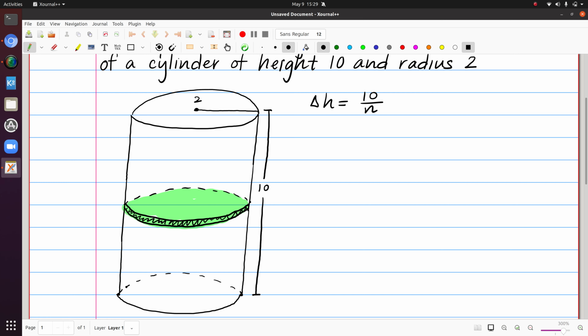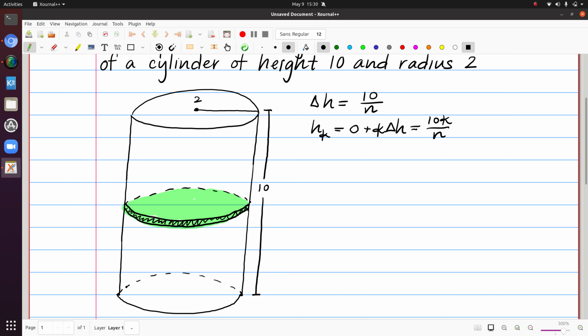Then I want to be able to indicate the edge values on the height at each of those slices. We can take the base, which we can think of as height 0. Imagine this is sitting on the ground. And then add k times delta h to get to our h_k value. This is the same type of formula we used when we saw Riemann sums before. And in this instance, this simplifies to 10k over n.